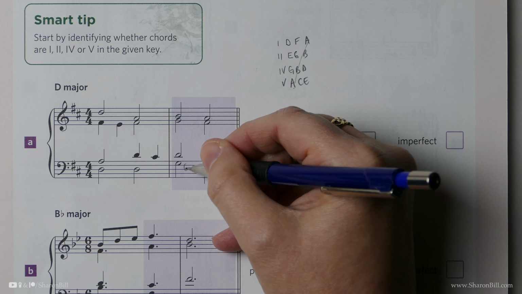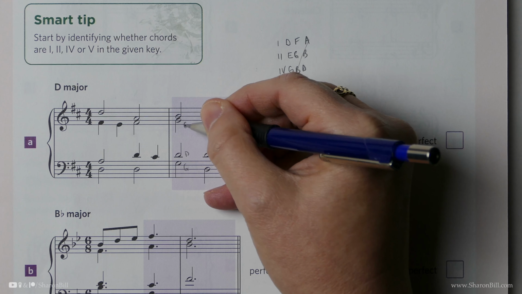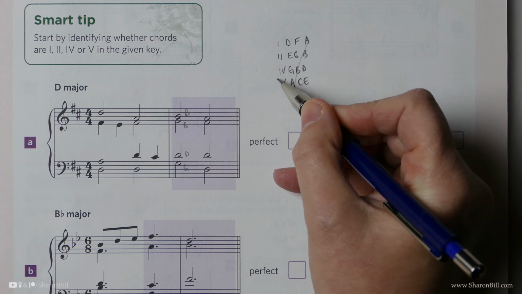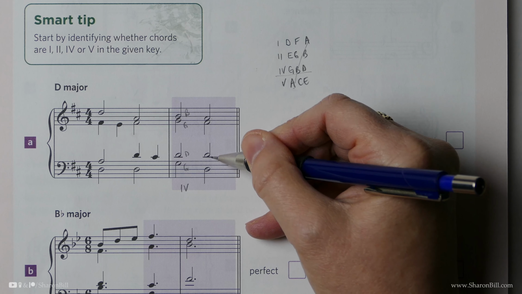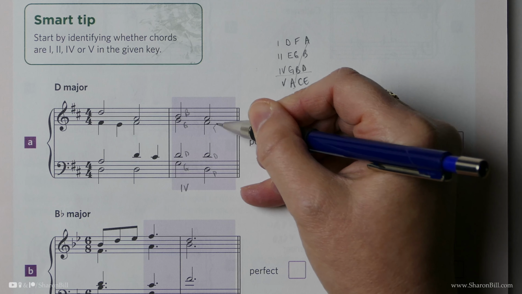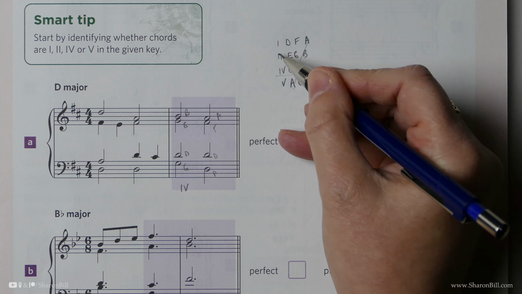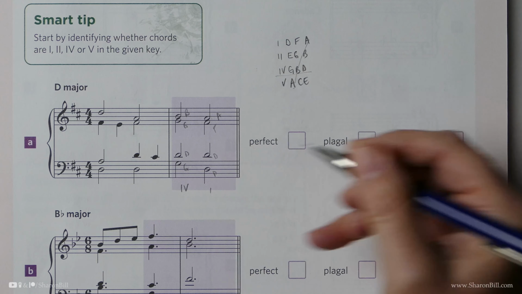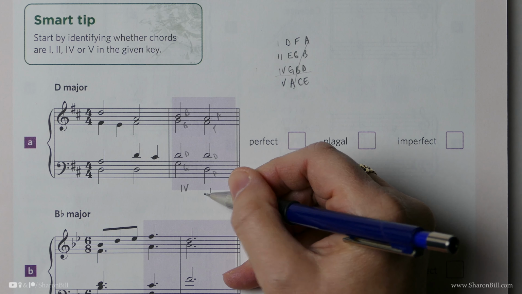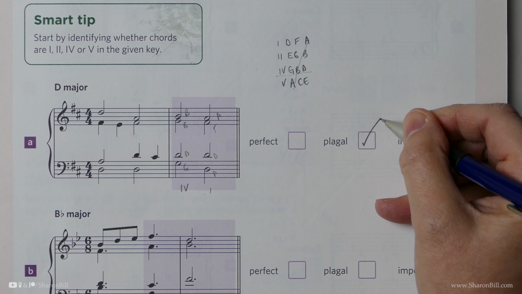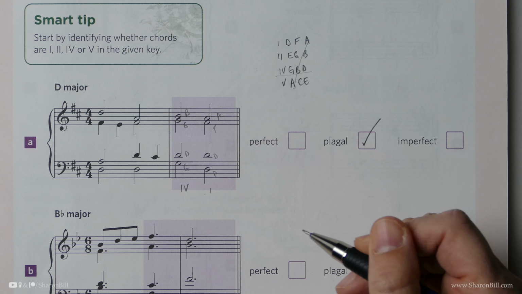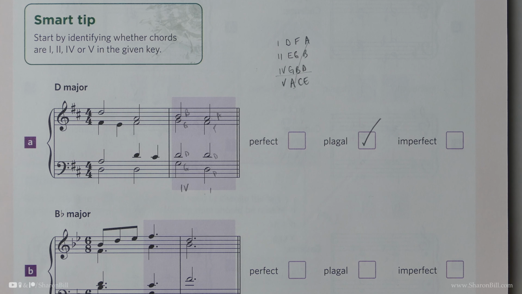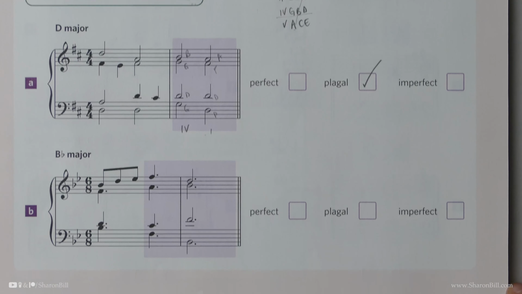We've got a G, a D, a G and a B. And so that's chord 4. And then D, D, F, A. That's chord 1. So we have chords 4-1, which we know is our plagal cadence. It's a full close, but it's more gentle than a perfect in musical effect. And so let's move on.